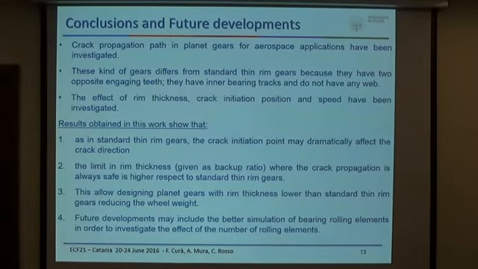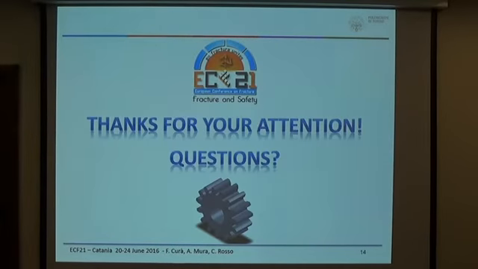So if the results are validated by further and hopefully more accurate simulations, with the right contact between rolling elements and bearing track, it will be possible to design lighter planet gears. And to conclude, it would be nice to also do experimental tests, but this is the most expensive activity, so for the moment we have to consider just simulations. Okay, so I finished. Thank you.